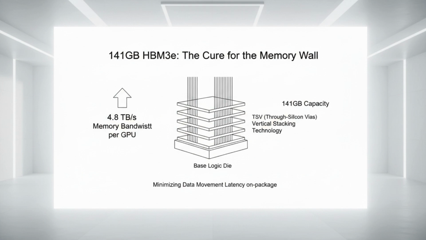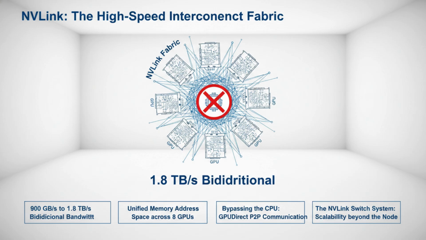HBM3E uses vertical stacking, TSVs, or through-silicon vias, to achieve this throughput, placing the memory physically on the same package as the GPU logic. When you have 8 GPUs in a single HGX baseboard, they need to talk to each other as if they were one chip. This is where NVLink comes in. Unlike PCIe Gen 5, which caps out at 64 gigabytes per second, NVLink 4th and 5th Gen provide up to 900 gigabytes per second to 1.8 terabytes per second of bidirectional bandwidth.